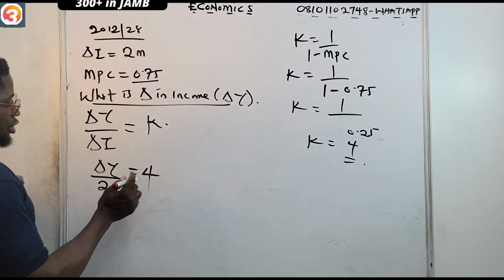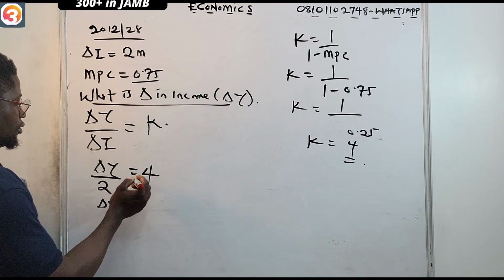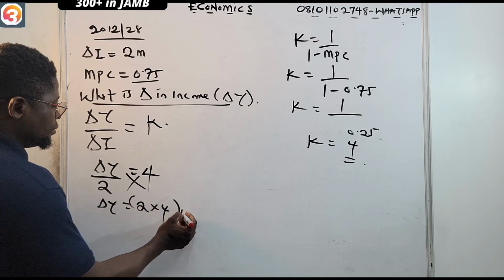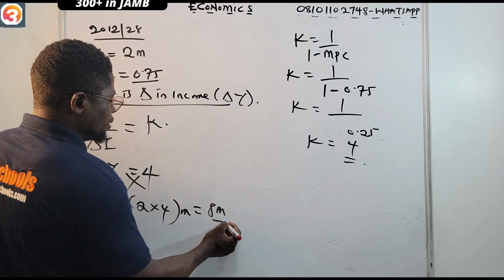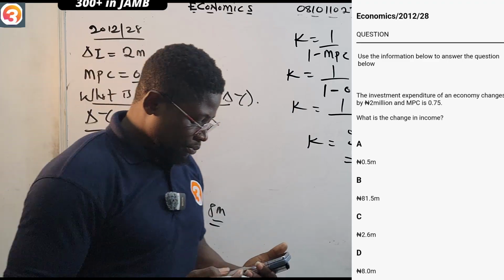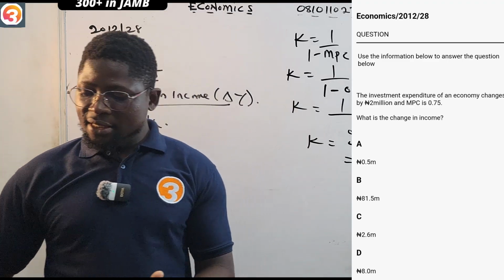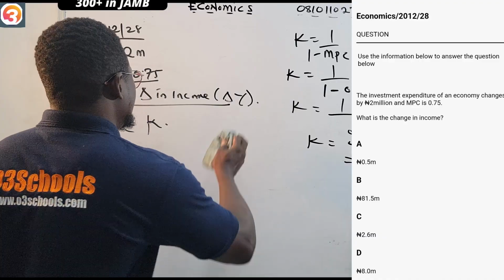So change in income will be, cross multiply, 2 times 4, in million, which gives us a total of 8 million. Check your options. Option A 0.5, B 81.5, C 2.6, D 8 million. The correct answer there is option D, 8 million.